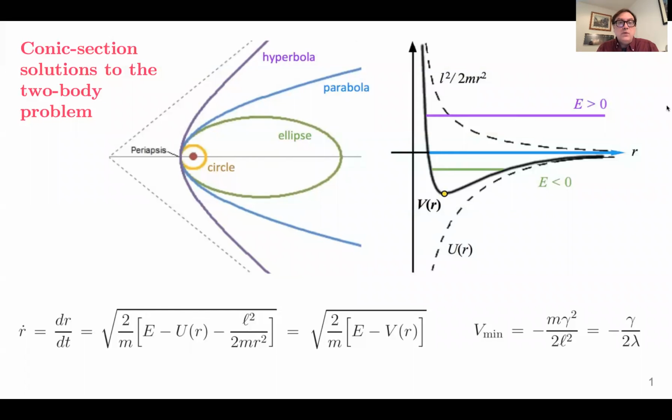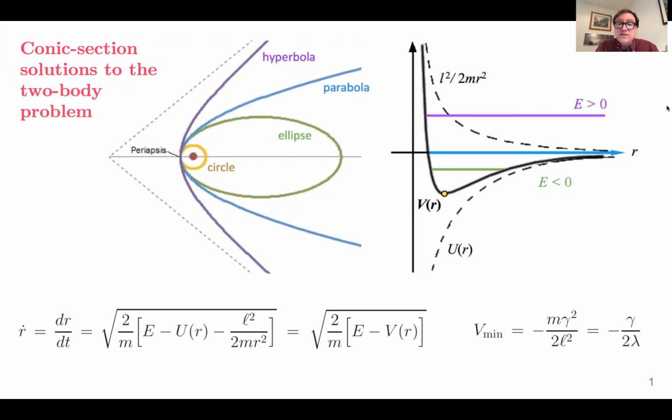Okay, so we can jump right in and start talking about these conic section solutions to the two-body problem. Yeah, we derived them in the previous video in terms of math. Now we can talk a little bit more about the physics of what they actually mean as far as the trajectories of particles moving around in space.